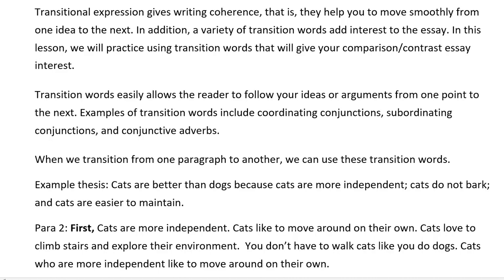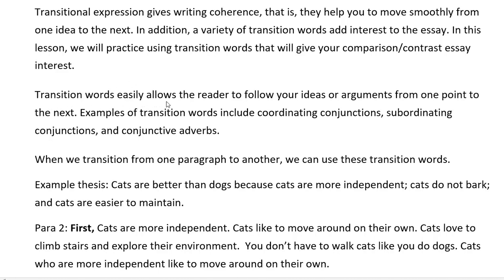So in this video, I'm going to go over what are transition words. Transition words are transitional expressions that give writing coherence. That is, they help you to move smoothly from one idea to the next. In addition, a variety of transition words adds interest to the essay. In this lesson, we will practice using transition words.